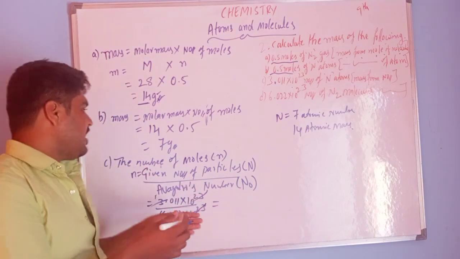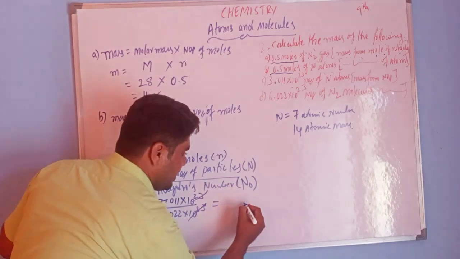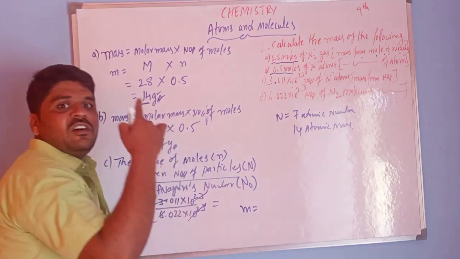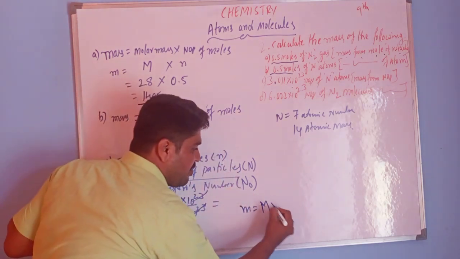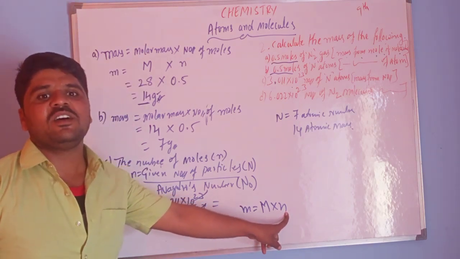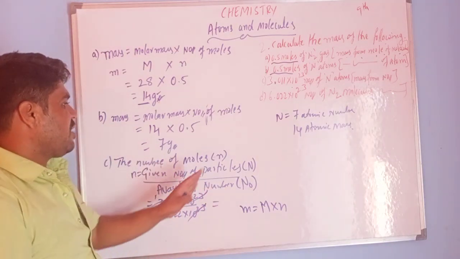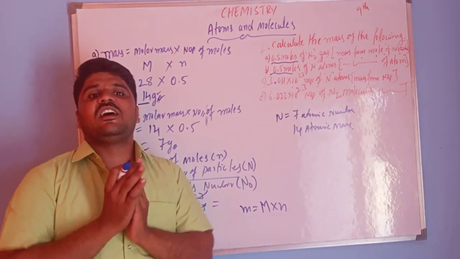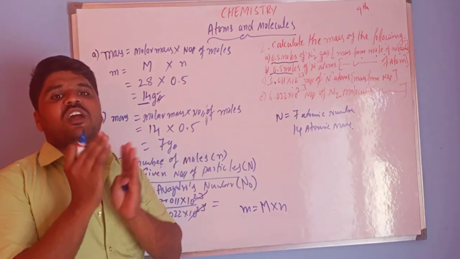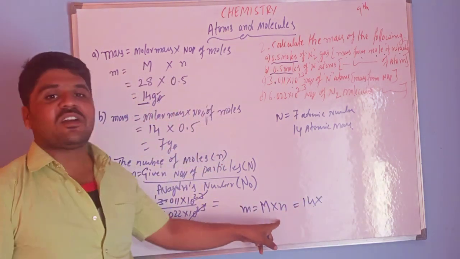After getting this, you have to apply the formula once again, that is small m, mass. Mass is equal to M into n. That means molar mass into number of moles, small n. First you have to calculate the molar mass of N. So capital M means molar mass, that is 14. And n is the number of moles.